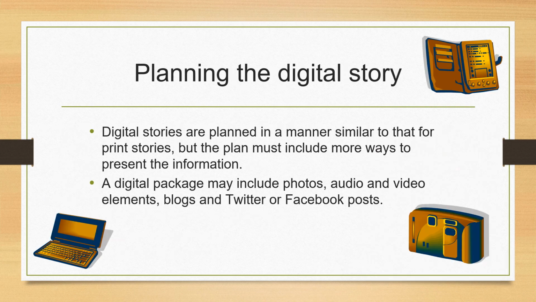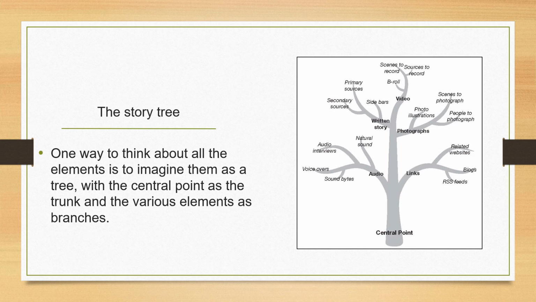Now, when we plan these stories, we're going to use a similar manner to print stories, but we're just going to include all those more unique and dynamic ways of presenting that information. So those photos, the audio, video, links to social media. And we're going to do this by using what we call a story tree. This is one way to think about all those different elements and imagine them as a tree that grows from the central point of your story, that grows from your lead, that grows from your headline, right?